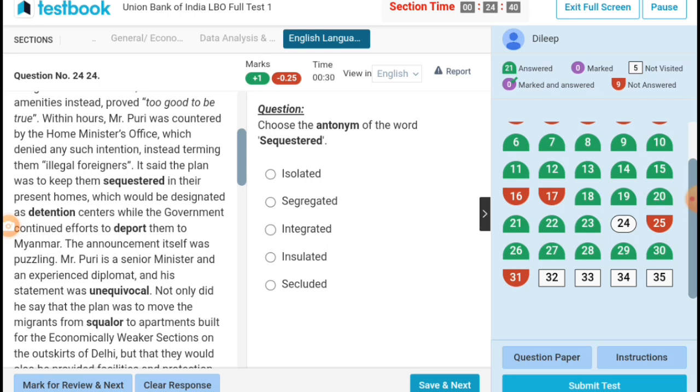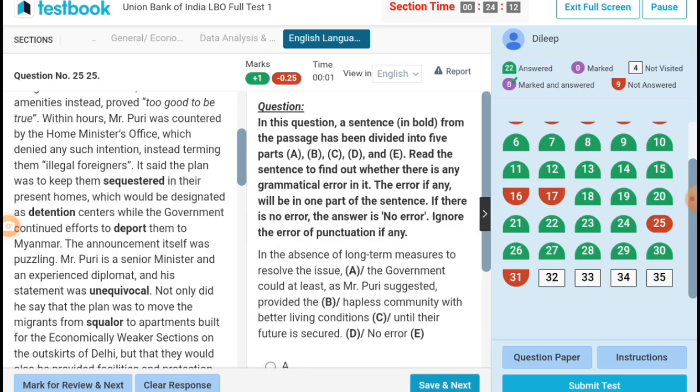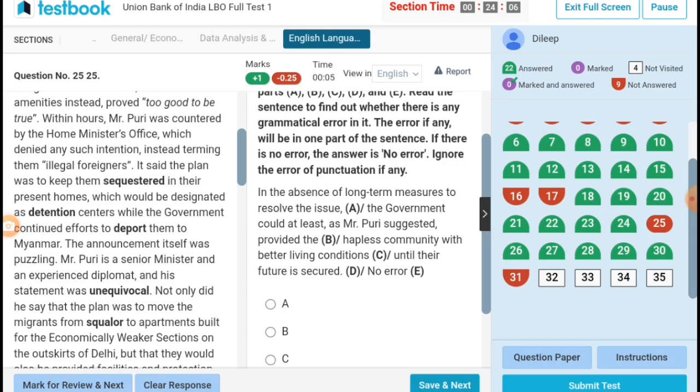Isolated and insulated, saluted, segregated. I think integrated. In the absence of long-term measures to resolve the issue, the government could at least provide the helpless community with better living conditions. I think option B.